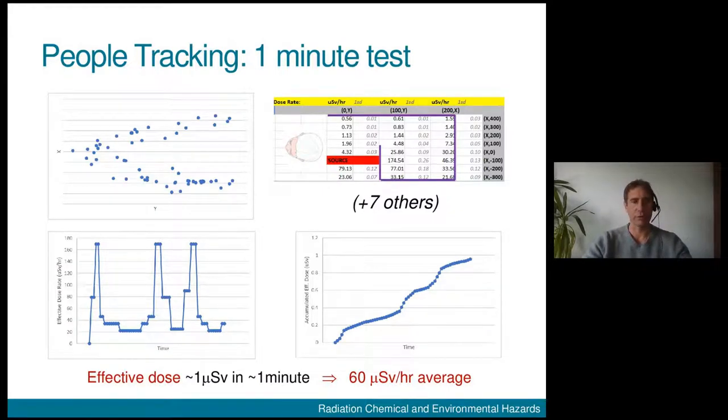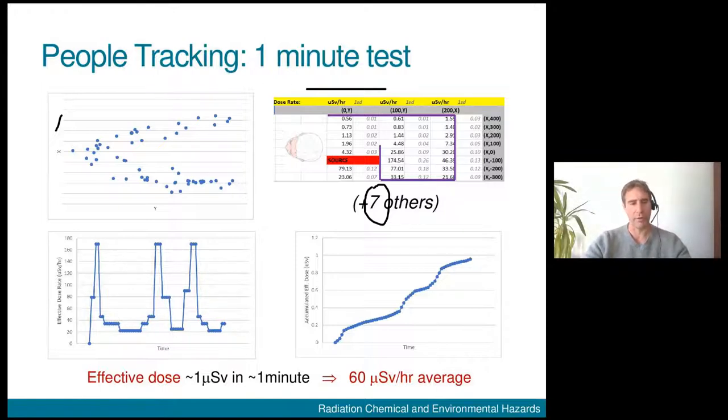So this is the result from a simple 1 minute test, and we see on the top left where she was at each second snapshot of this passage as she walked around the lab. This is where she was in X-ray location. So those positions in this graph at the top would have been snapped to the nearest point on the 1 by 1 meter grid. We would then use the effective dose rate data, plus this whole family of 8 different graphs depending on the orientation she was facing at the time, to then give the effective dose rate that was being experienced at each second.